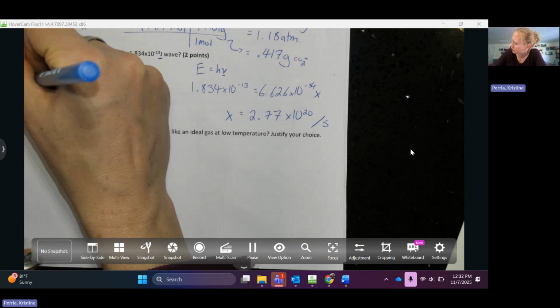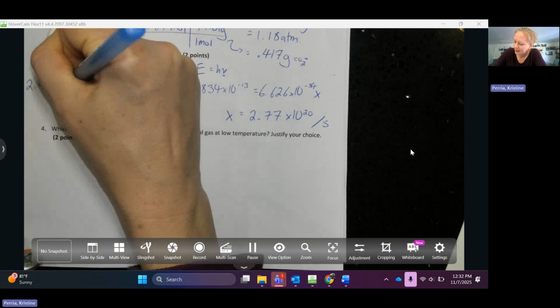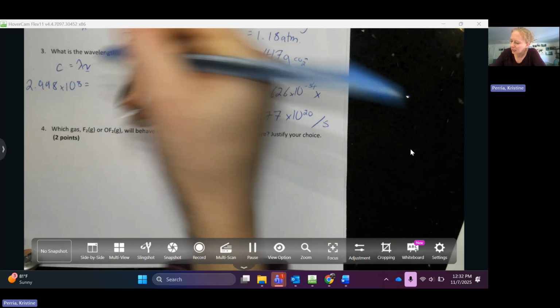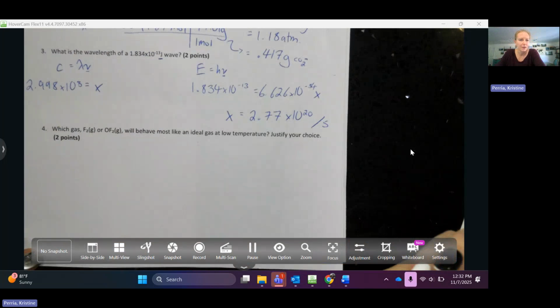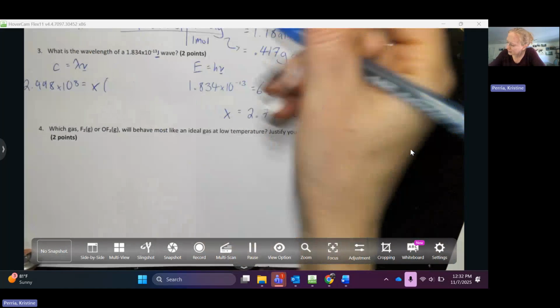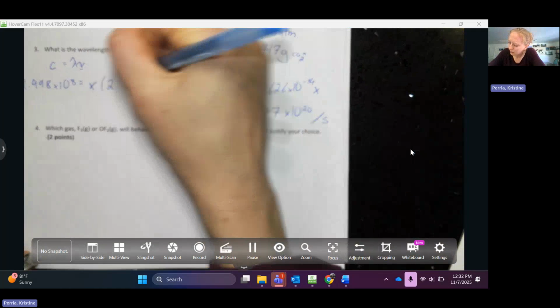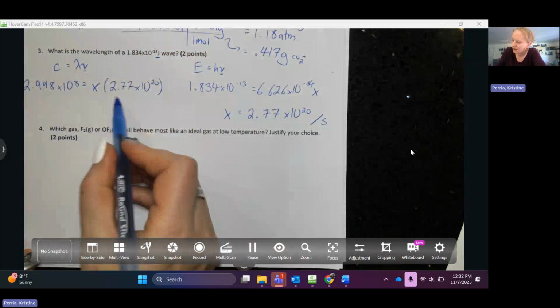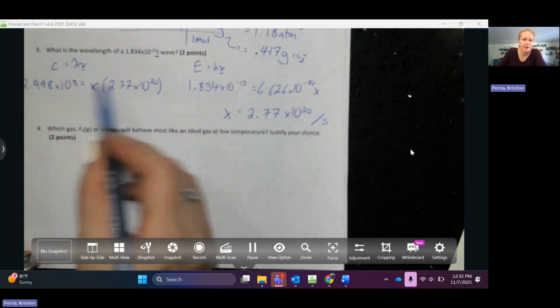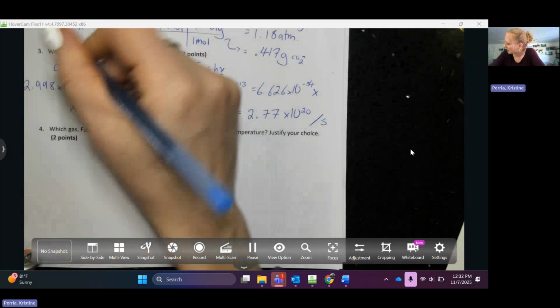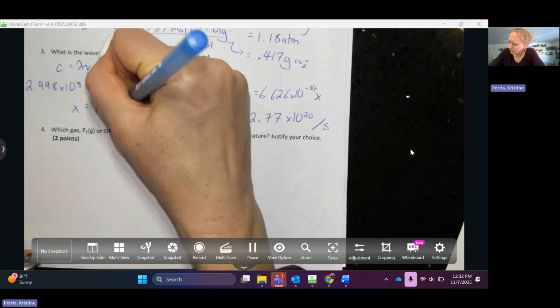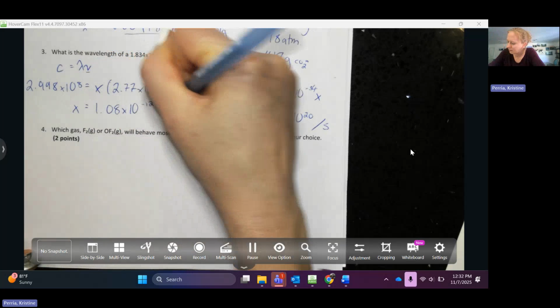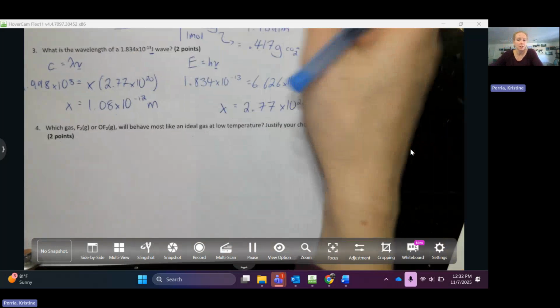So C is the constant, so it's 2.998 times 10 to the 8th, and that's going to equal my wavelength, okay? Multiplied by my frequency, which is what I solved for, which is 2.77 times 10 to the 20th, okay? But if I divide both sides by this number, then X is going to equal 1.08 times 10 to the negative 12th, and the units of wavelength are meters.